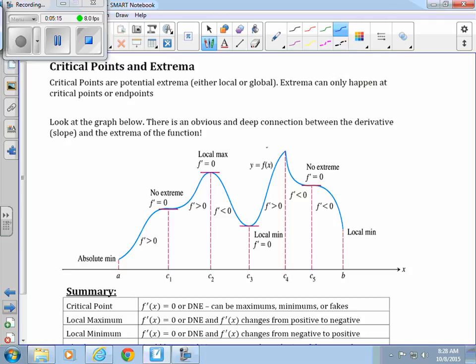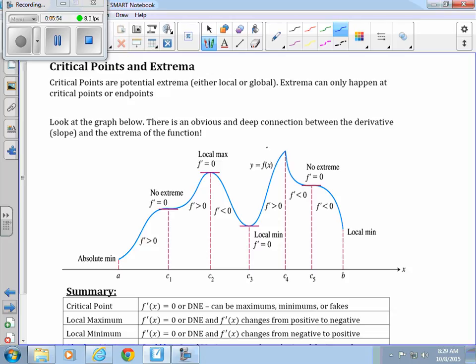So the first thing we need to define is a word called critical point. A critical point is a place on the graph that is a potential maximum or minimum. It has potential to be a maximum or minimum. Critical points happen when the first derivative is 0 or undefined. Extrema can only happen at critical points or endpoints. Critical points on the graph or the endpoints on the graph.